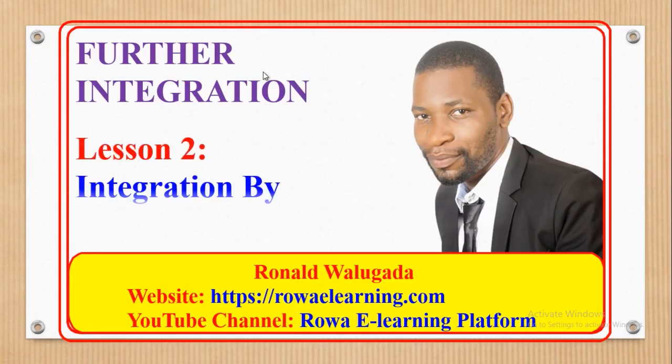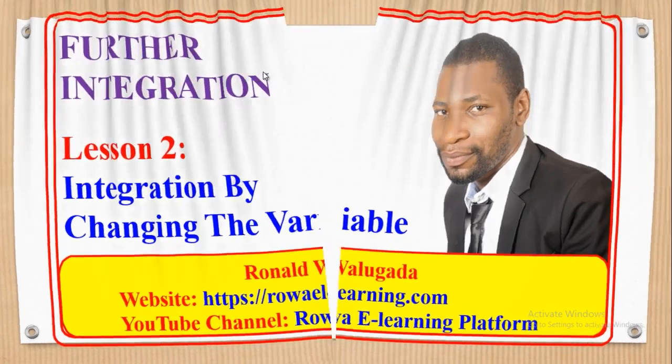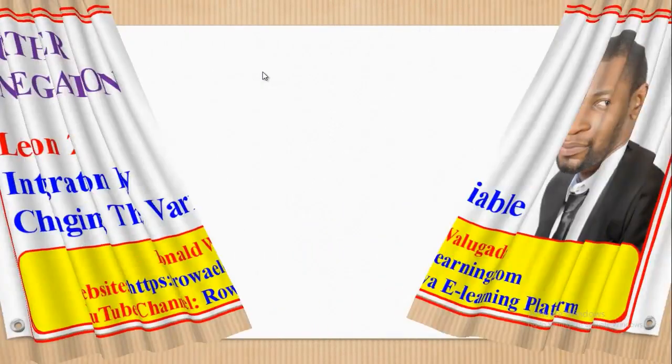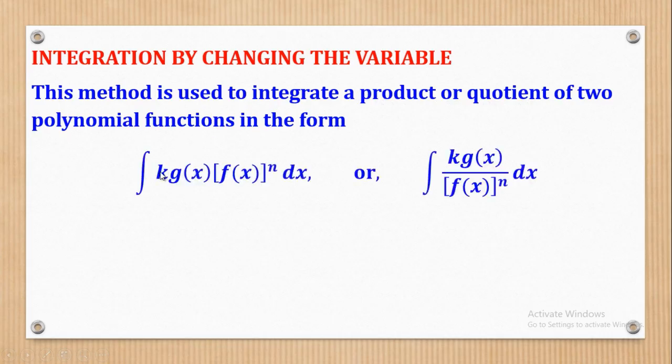And in today's lesson we shall talk about integration by changing the variable. So this method is used to integrate a product or quotient of two polynomials in the form integral of k g(x) f(x) raised to the power n with respect to x, or a quotient in the form k g(x) divided by f(x) raised to the power n.